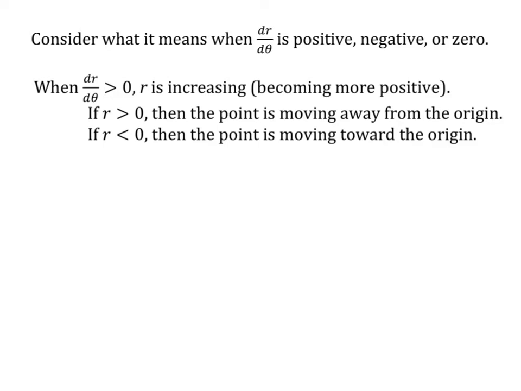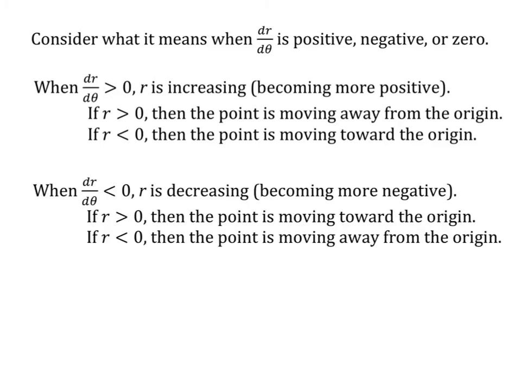I'd imagine you can now figure out what's going to happen when dr d theta is negative. If you didn't do so the first time around, pause the video and think through what's going to happen next. It shouldn't be a whole lot of a surprise. When dr d theta is negative, it means that r is decreasing, which means it's becoming more negative. So if the radius is already positive and it's decreasing, the point is moving towards the origin. If dr d theta is negative and the radius is also negative, the point is moving away from the origin, because the negative radius is becoming even more negative. That's what happens when dr d theta is negative.